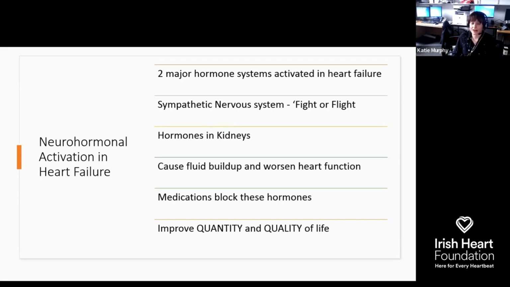The medicines that we have available specifically for dilated cardiomyopathy block these hormones. And these medications don't just improve your quality of life and make you feel better, they also make you live longer.